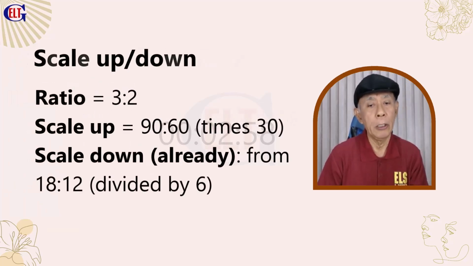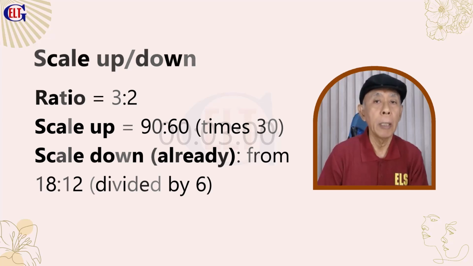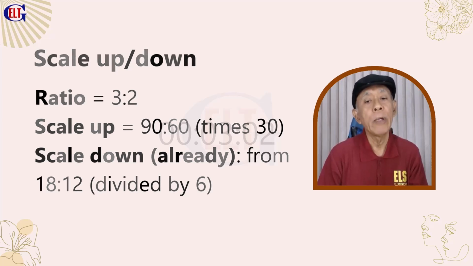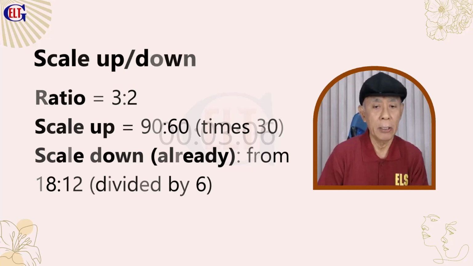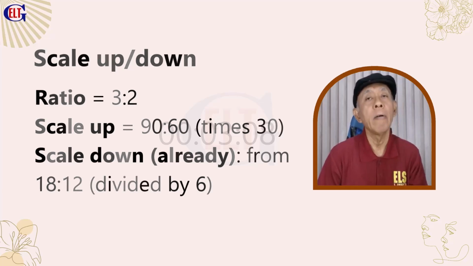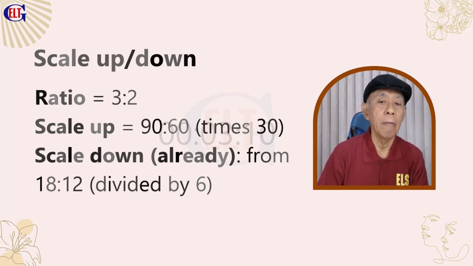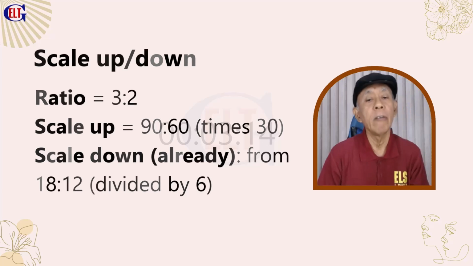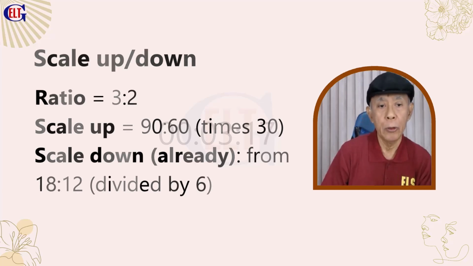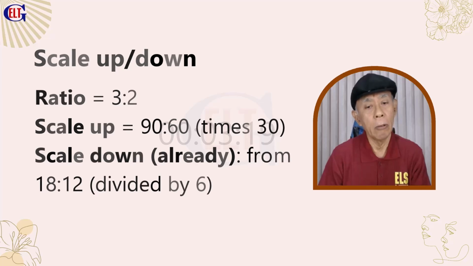Here we can scale up or scale down the ratio as long as we keep the relationship. We can say that the female and male ratio is 90 to 60 when we scale it up. Here we multiply 18 by 5 and 12 by 5. We can say the female and male ratio is 3 to 2 when we scale it down.